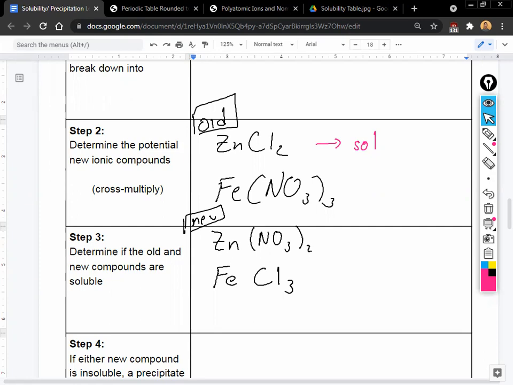Alrighty, so what you guys should be doing is using the solubility table in order to figure out if all of these three compounds are soluble or insoluble.